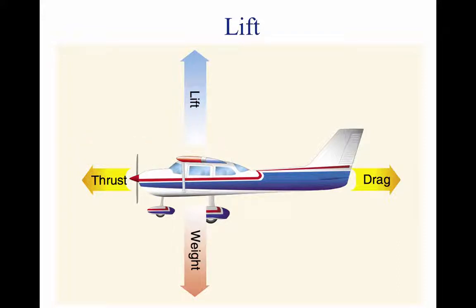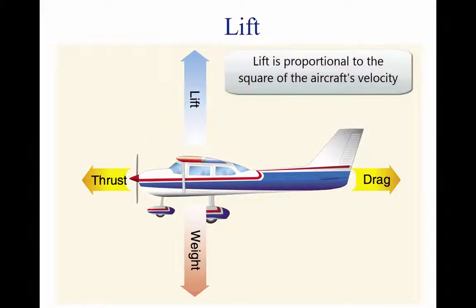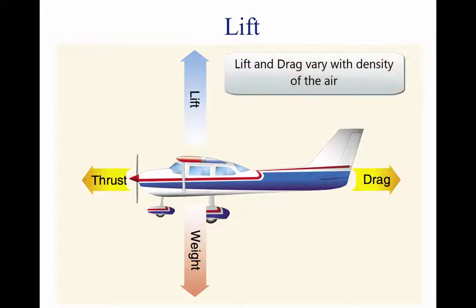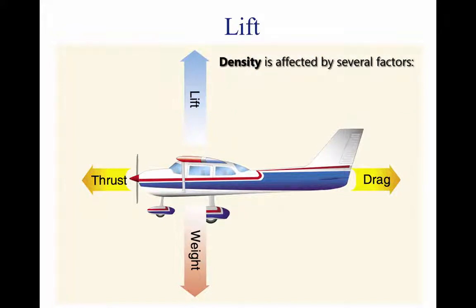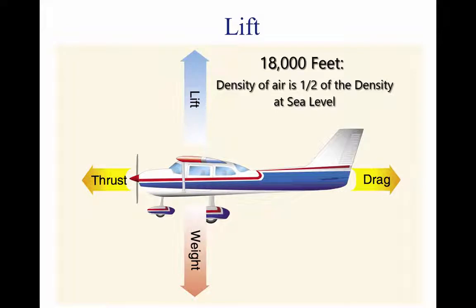The lift provided from the wing is proportional to the square of the aircraft's velocity. Lift and drag also vary directly with the density of the air. Density is affected by several factors: pressure, temperature, and humidity. At an altitude of 18,000 feet, the air has 1/2 the density of air at sea level.